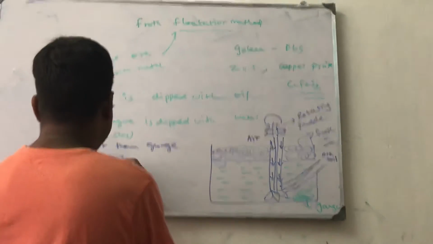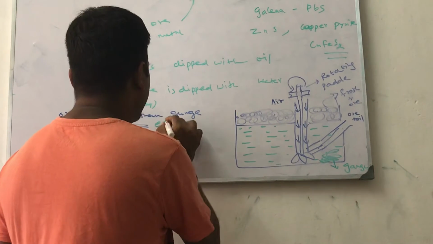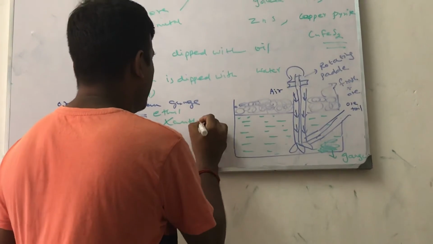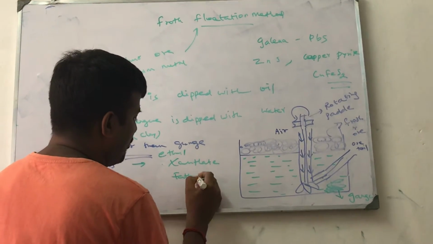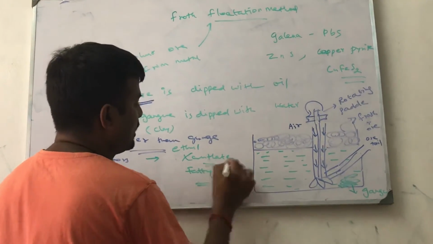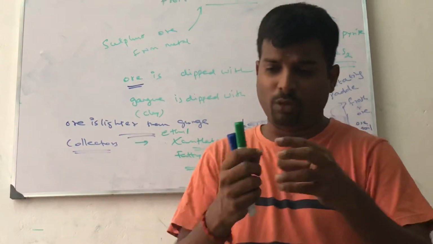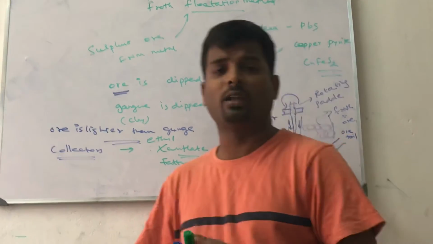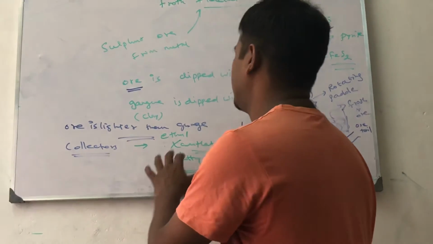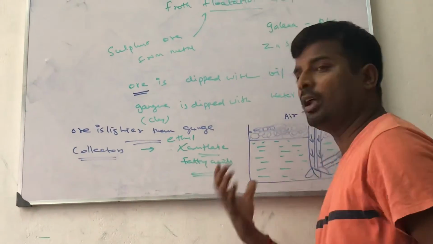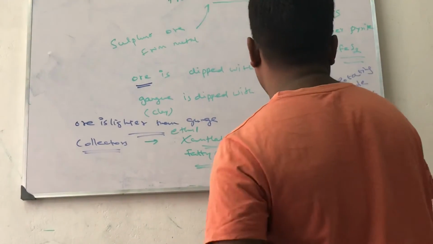To that suspension, we add collectors like pine oil, xanthates such as ethyl xanthate, and then fatty acids, etc. So these are collectors. They ensure non-wettability of the ore, because if it is fully wet with water, removing it in this process is difficult. So we have to use collectors. They make it non-wettable. Then only will it come upstairs and mix with the foam.